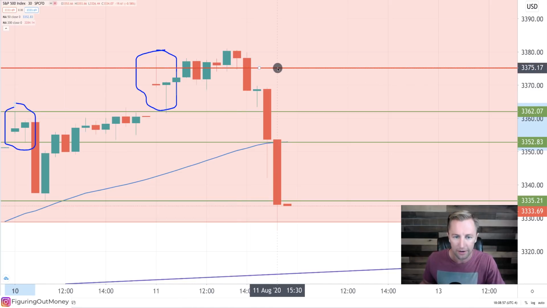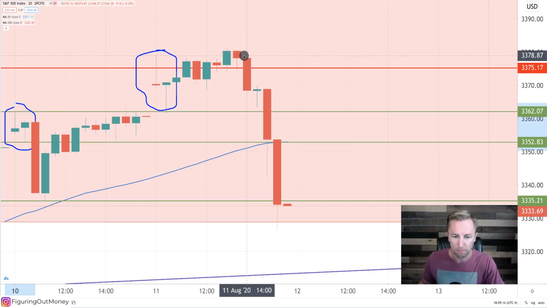As far as the area of resistance that we mapped out, it was 33.75. That level did hold as resistance throughout this trading day. When it did break above it, it acted as somewhat of a support here for an hour and a half, but ultimately the price could not break that 33.80 level.